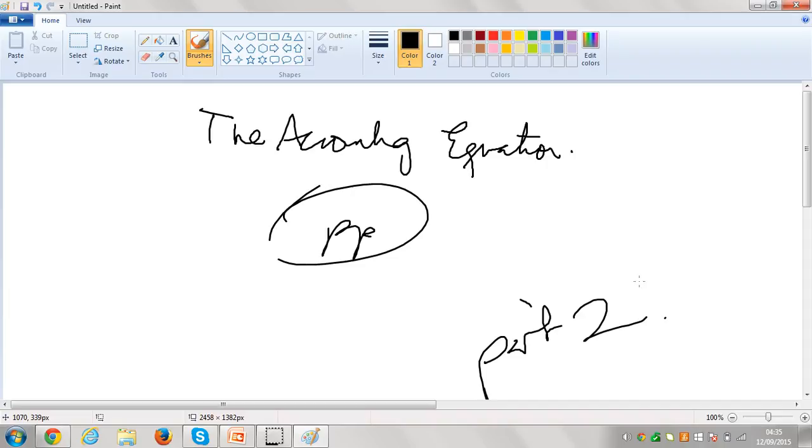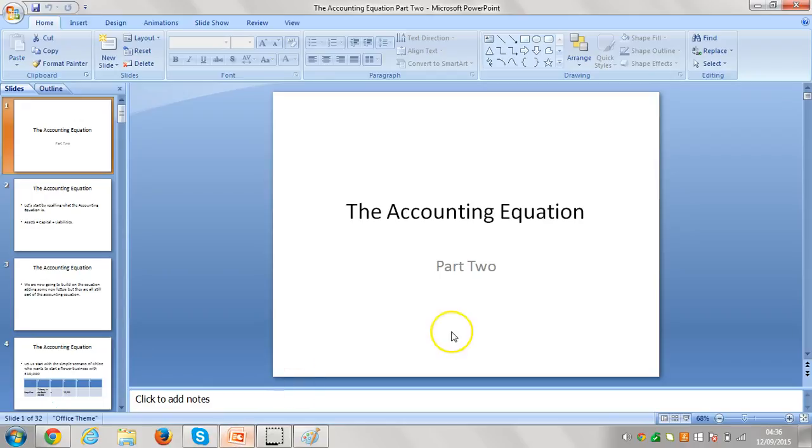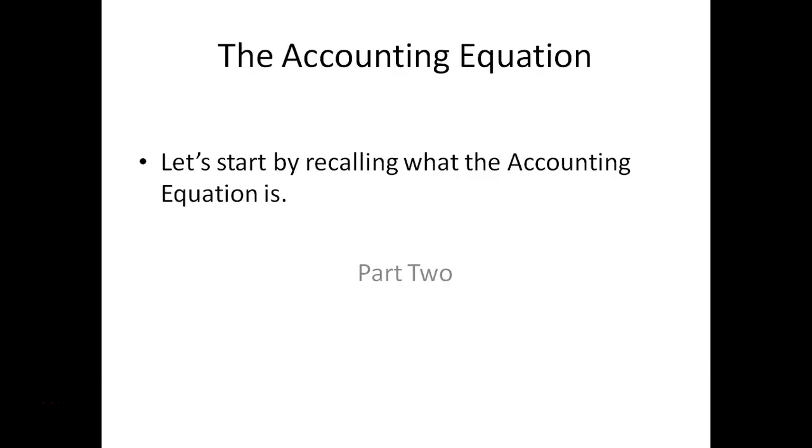The key point is that you're able to see what's taking place conceptually, see the big picture, so that when we come to do the intricate issues, like when we actually record what's happening, you know what's taking place. Okay, so let's go to the PowerPoint. Here we are, the accounting equation part 2.